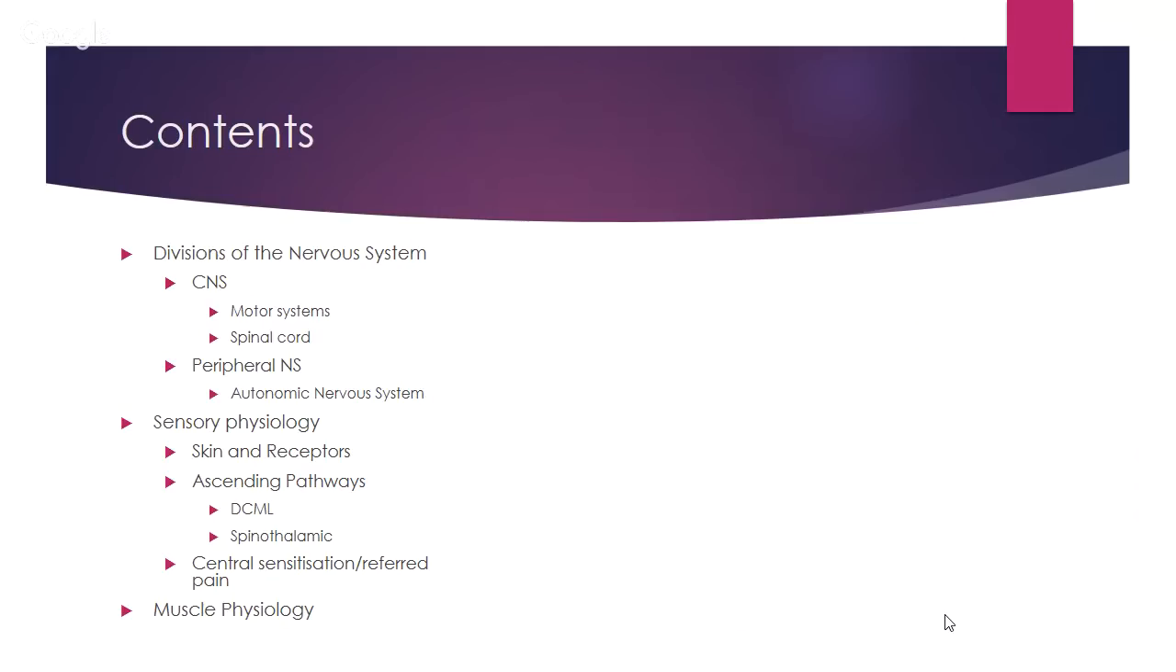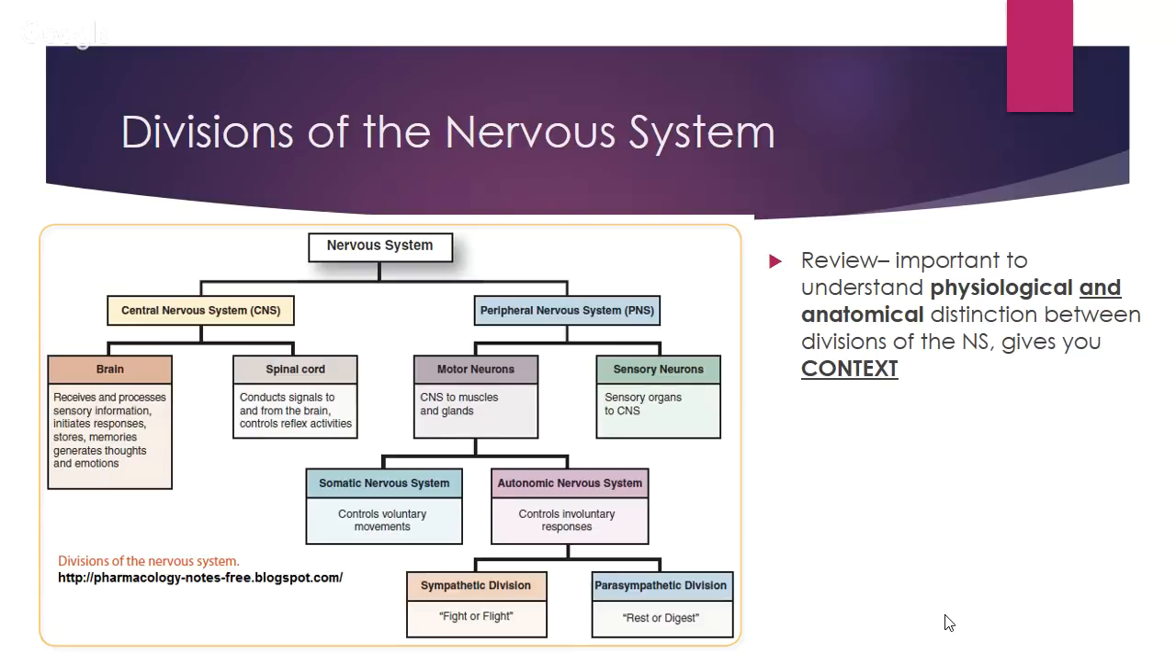So just a quick summary, we'll be talking about the divisions of the nervous system. Quickly going over the central nervous system, the peripheral nervous system, and into the autonomic nervous system, which is the more complicated stuff you've been covering this year. Then a bit of sensory physiology: receptors in your skin, a couple of pathways, and a little bit about central sensitization with pain. And then finally, a little bit of muscle physiology.